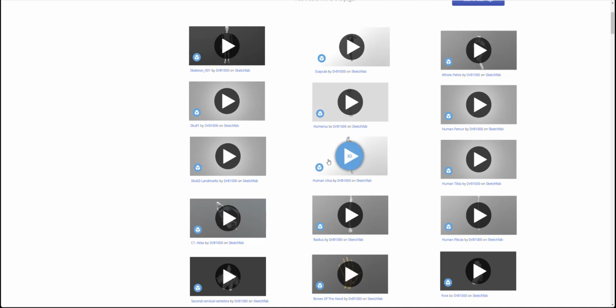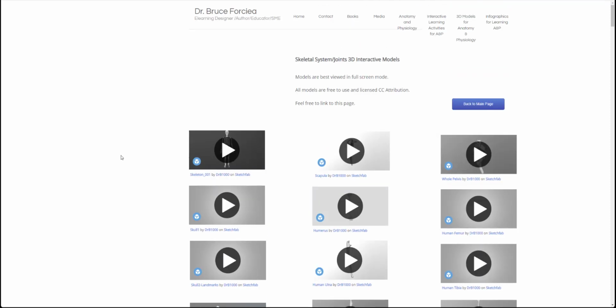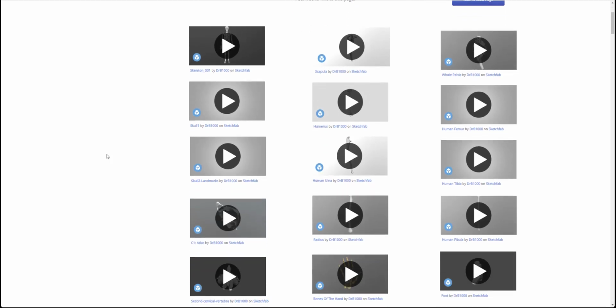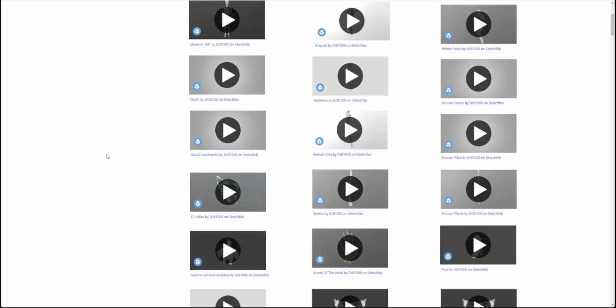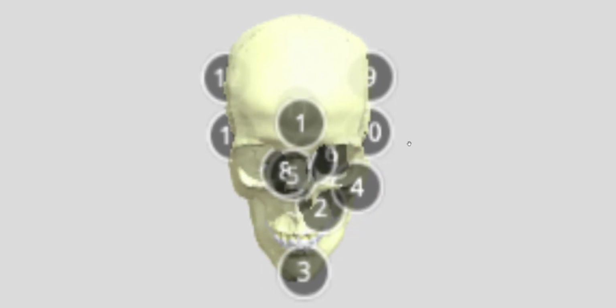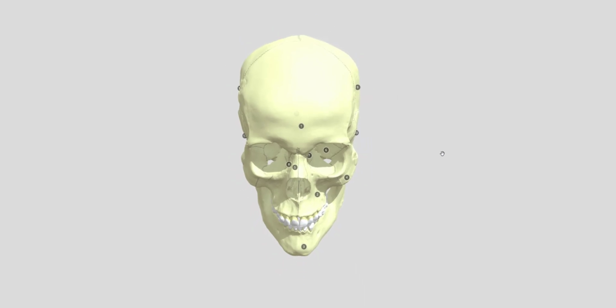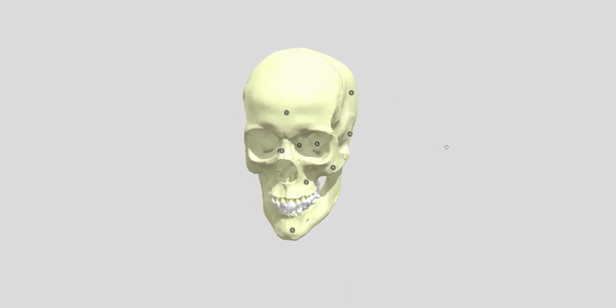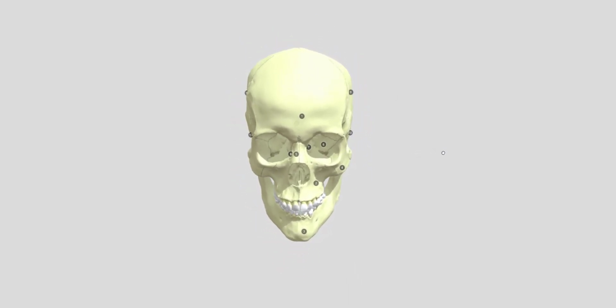In this video, I'm going to go over some of the skull anatomy. So I'm in my 3D model page on my website, and feel free to use these models to help you learn about the anatomical structures for many of the body systems. So let's take a look at the skull. We're going to look at this first 3D model here. Let's go ahead and open it up. Let it resize. Let's get it sized right. So here's the skull, the bones of the skull.